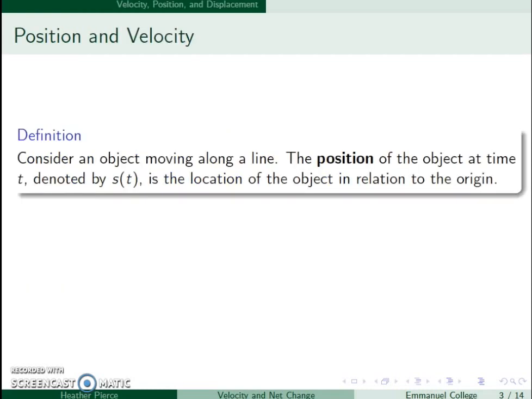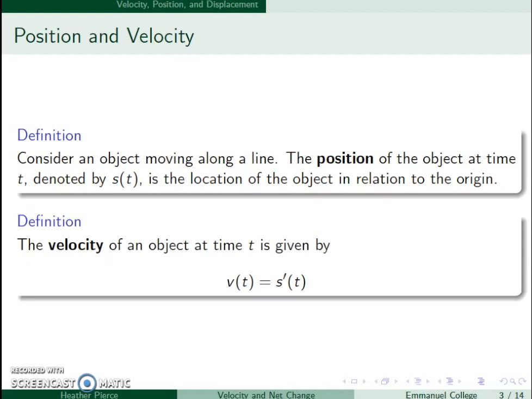So consider an object moving along a line. The position of the object at time t, which we'll denote by s of t, is the location of the object in relation to the origin. The velocity of an object at time t is given by v of t equal to s prime of t. So the velocity is the derivative of the position.